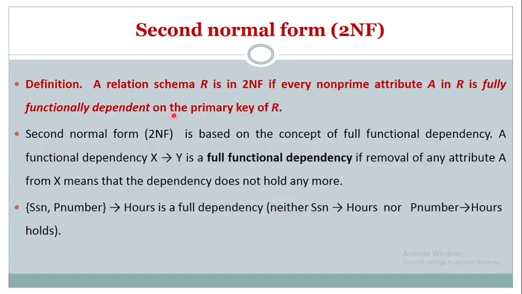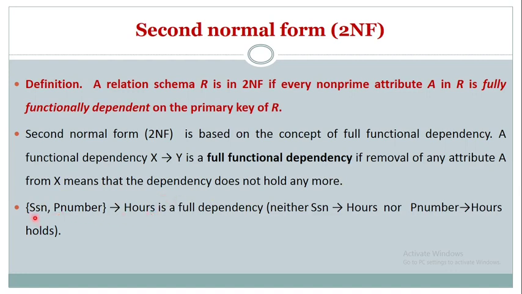Second normal form. A relation schema R is in second normal form if every non-prime attribute A in R is fully functionally dependent on the primary key of R. Second normal form is based on the concept of full functional dependency, so there should not be any partial functional dependency. Let's understand what a fully functional dependency is. X determines Y is a fully functional dependency if removal of any attribute A from X means that the dependency does not hold anymore.